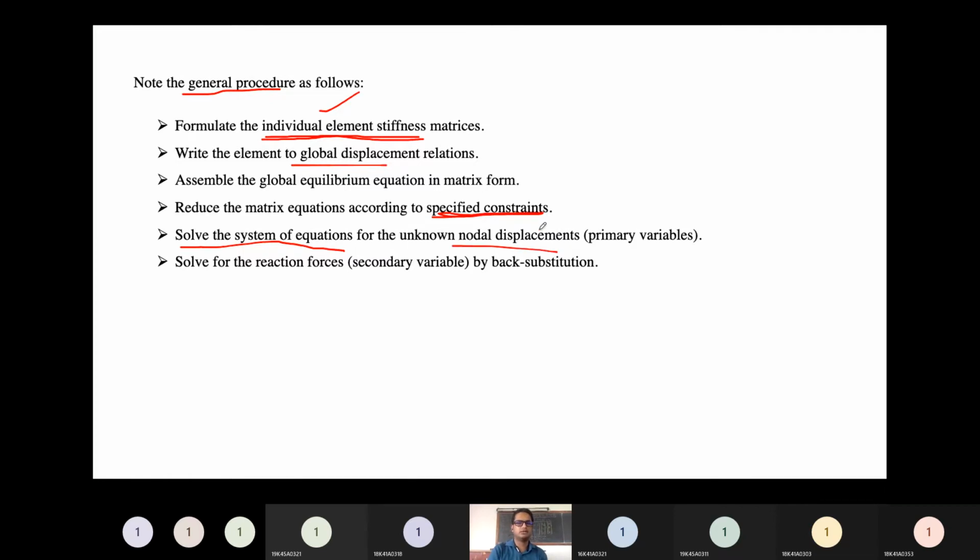After solving that, you have got the value of your nodal displacement. Nodal displacement for this case was U2, U3 and U4. Once you get the nodal displacement, you can calculate reaction forces. Like for the previous case, 3 loads were acting: W, W and W in downward direction.